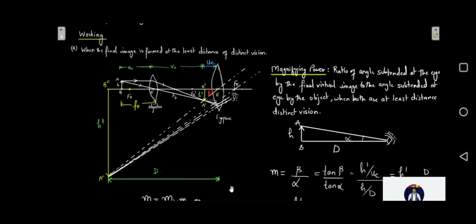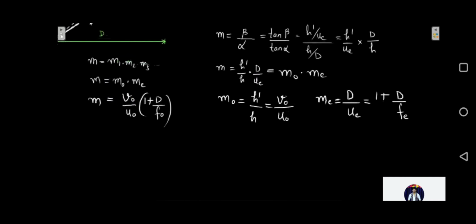So we can say that the object distance over here, that is u naught, is very much close to the focal length of the objective. And using the sign convention, that focal length is going to be negative because it is on the other side, on the left hand side of the lens.